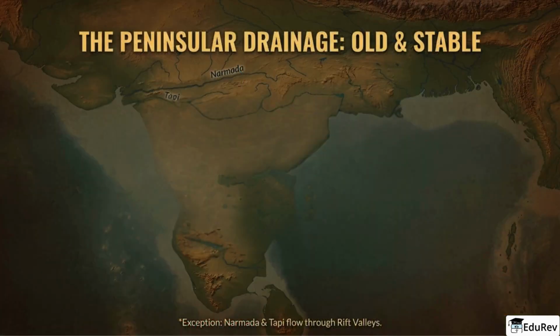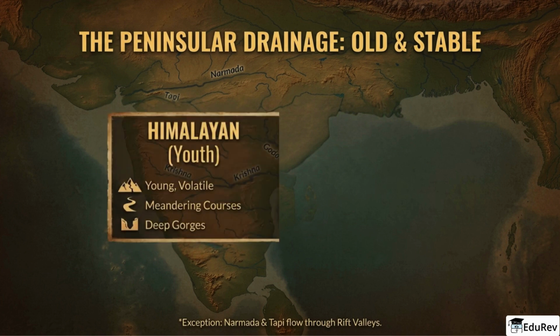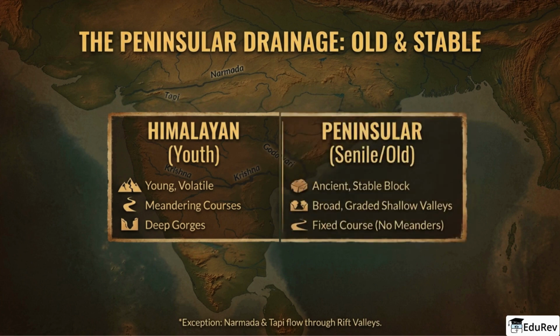Now leave the youthful Himalayan system and enter the peninsular drainage. This is an old and stable river world. The contrast is clean. Himalayan rivers are youthful. They are young, volatile, often have meandering courses, and they cut deep gorges. Peninsular rivers are senile or old. They flow over an ancient stable block, develop broad, graded, shallow valleys, and usually follow fixed courses with little meandering.